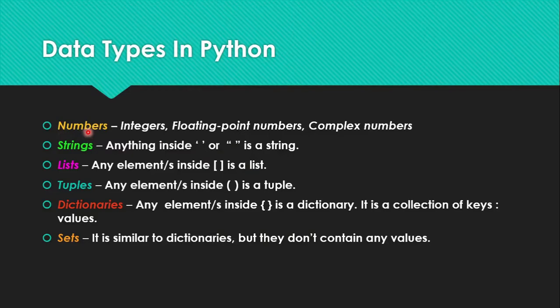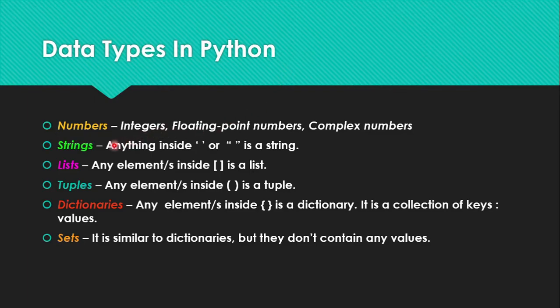The first one is numbers, and numbers are actually 3 types: integers, floating point numbers, and complex numbers. Integers are the basic numbers, the negative and positive numbers including 0, and floating point numbers are the decimal numbers, like 1.2, 3.2. And complex numbers, as you have read in your class, are for example 2 plus 7i, but in Python we use j instead of i. I hope this much is clear to you.